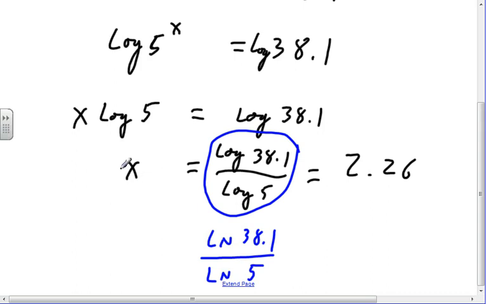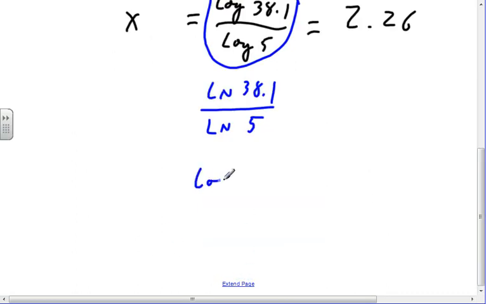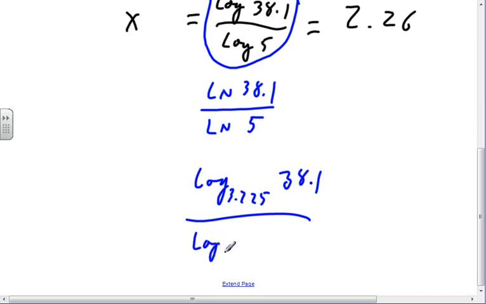So actually, because the common log divided by the common log is the same as the natural log divided by the natural log, I could go either way. It's the same answer. Exactly. So if I had a calculator that could do log base 3.725 of 38.1 divided by log base 3.725 of 5, I would get the same exact answer too. I don't have a calculator that can do that, but if I had one that could, I'd still get the same answer.